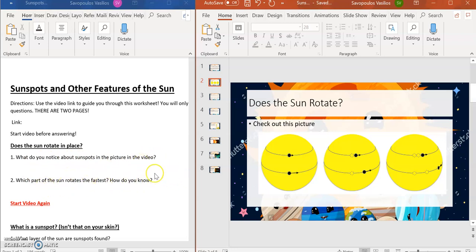How do you know? I want you to go ahead and pause this video right now. I want you to go to your worksheet and answer, does the sun rotate in place, numbers 1 and 2 only. You do not have to answer the rest, just numbers 1 and 2. What do you notice about these sunspots and which part of the sun rotates the fastest? I want you to answer it now. Go ahead.